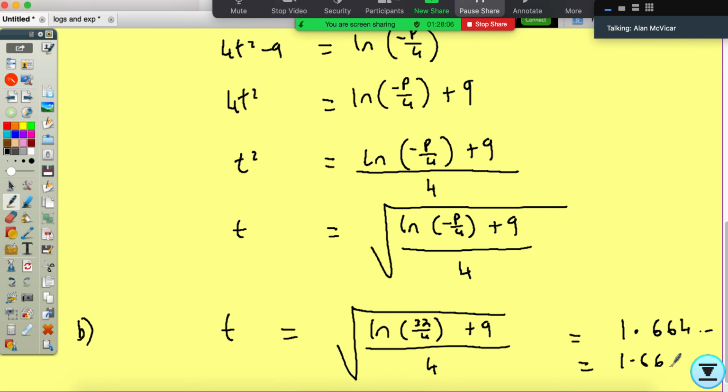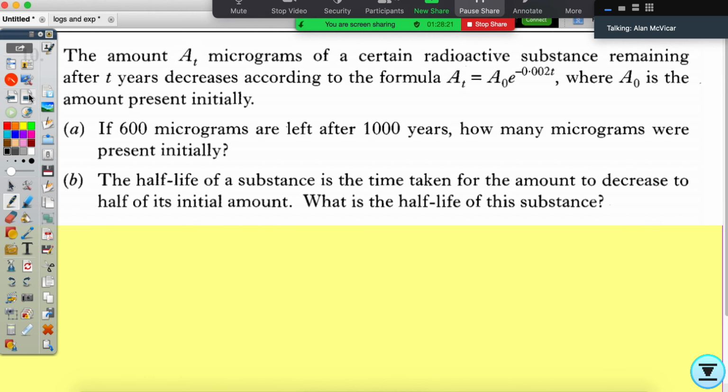Cool. Right, hopefully that's a no. Right, what I want to do is I'll show you an actual situation where this is used, right? So here we go.